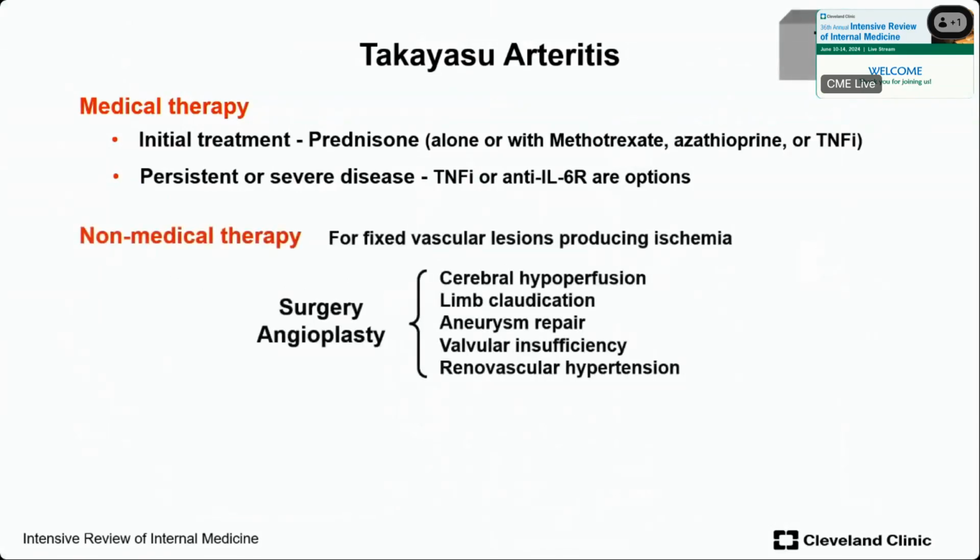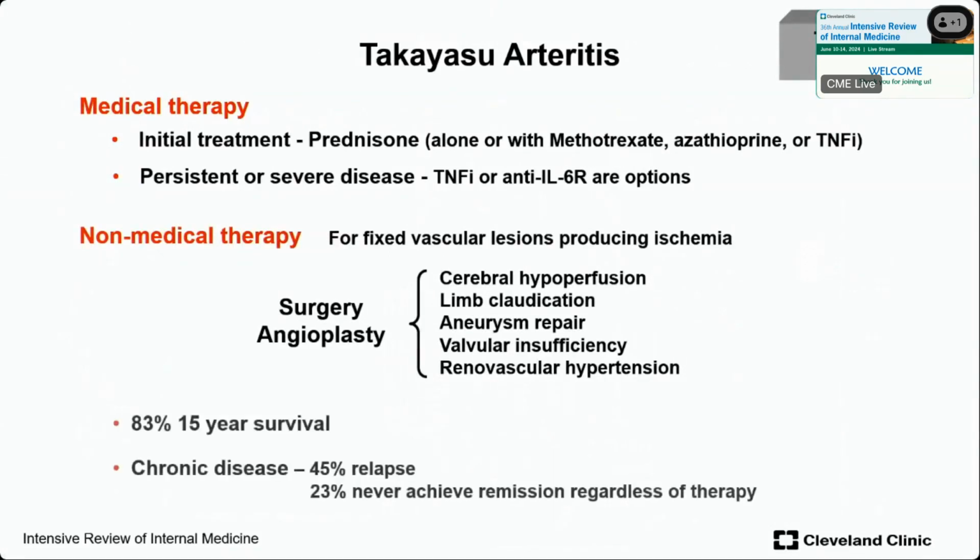Non-medical therapy plays an important role for fixed vascular lesions producing extremity ischemia, and this may include surgery or angioplasty, particularly in settings of cerebral hypoperfusion, limb claudication, which is affecting quality of life, aneurysm repair, vascular insufficiency, or renovascular hypertension, which is not responding to medical therapy or where there are features of renal insufficiency.